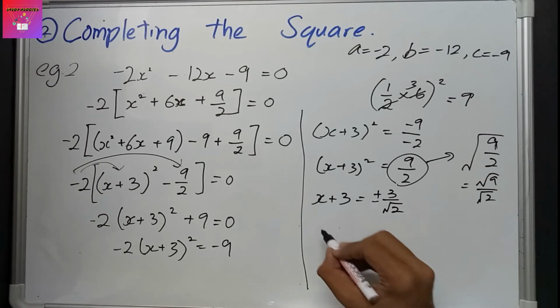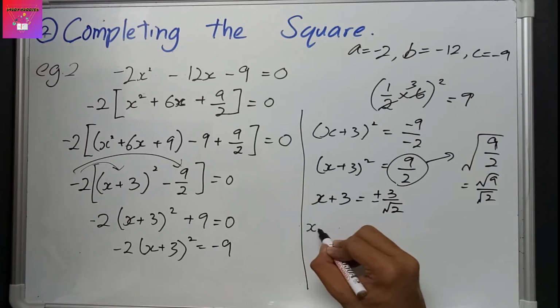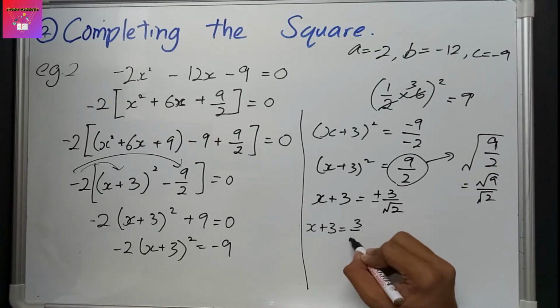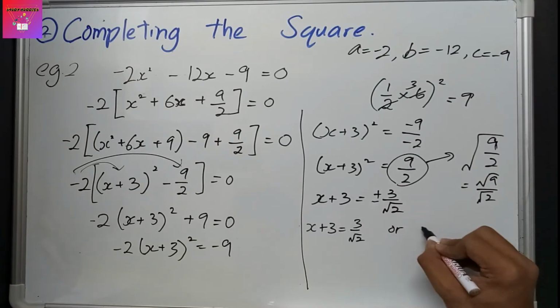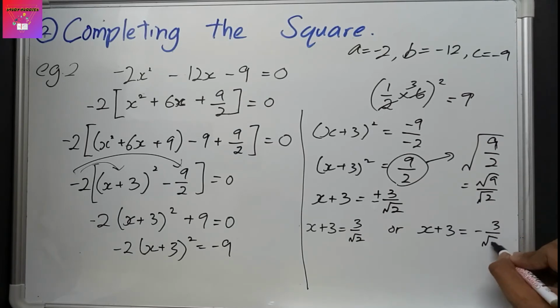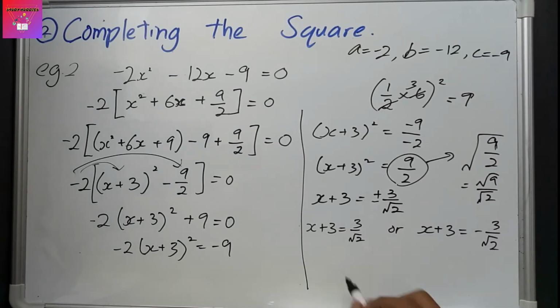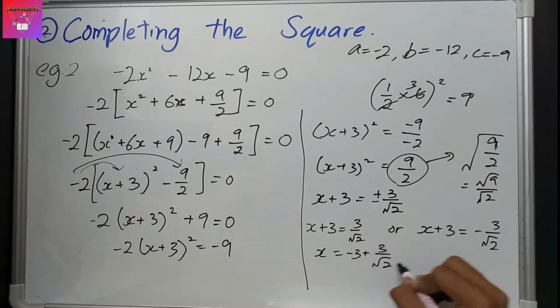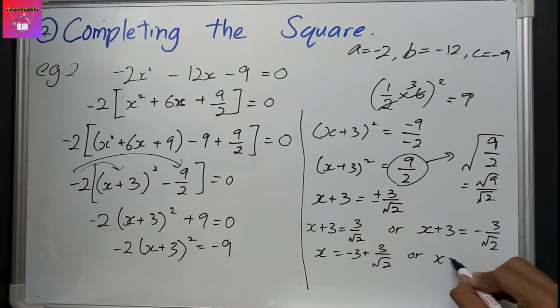Okay, so therefore the answer is x plus 3 equals to positive 3 over square root 2, or x plus 3 equals to negative 3 over square root 2, which is going to lead to an answer of x equals to negative 3 plus 3 over square root 2, or x equals to negative 3 minus 3 over square root 2.